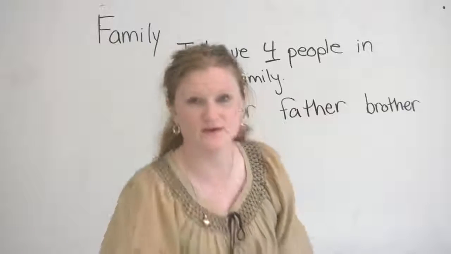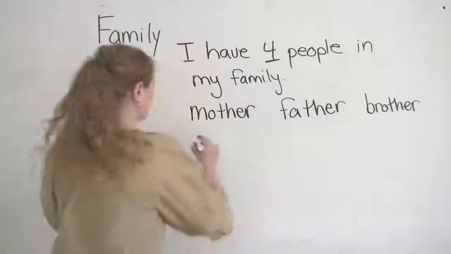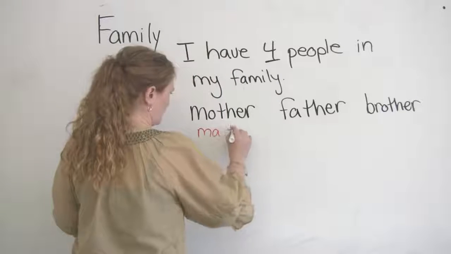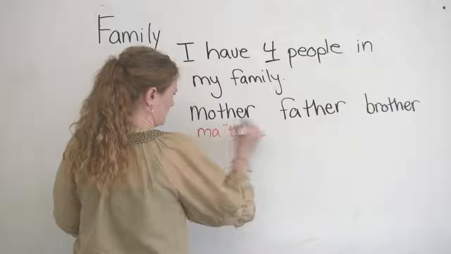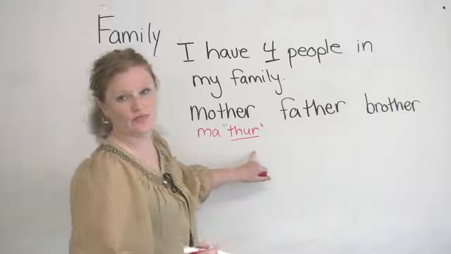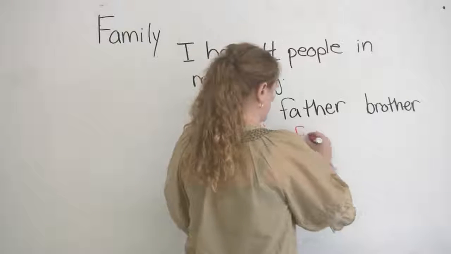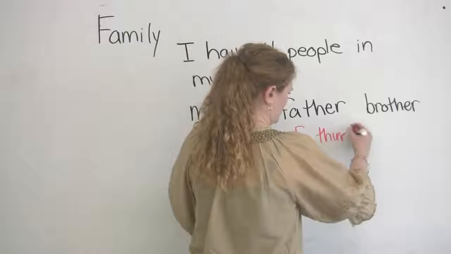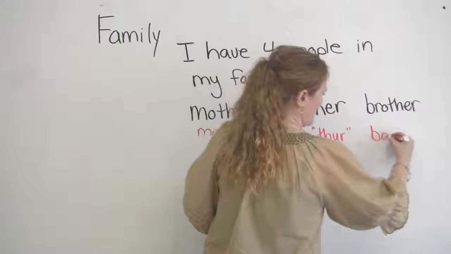I'll just write the pronunciation of these in red for you. So these are all going to sound like thir. So this is mother, father, and brother.